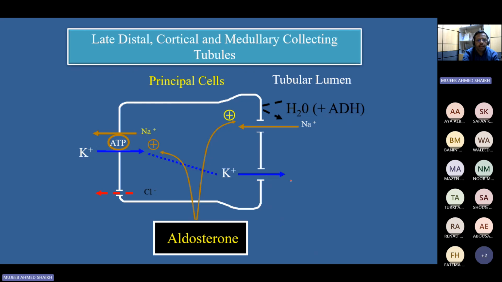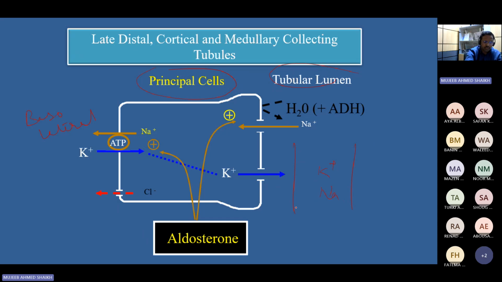Same thing is shown here. This is about the principal cells. What is the function? The only thing to remember is that this is the opposite. The lumen is here, where the filtered potassium and sodium are going, and this is the basolateral side. This one is the basolateral membrane. All other pictures we have are opposite.